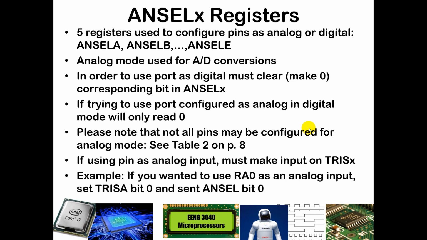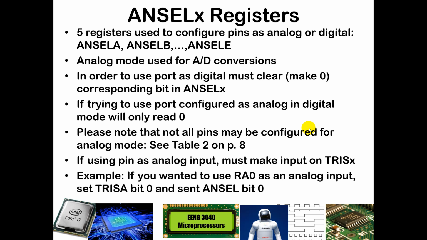Looking into the analog select registers, or ANSEL registers, that allows us to determine whether a particular pin is used in analog or in digital mode. So if you want to do some analog to digital conversion, you would set up the corresponding pin as an input, and then set the corresponding value in the ANSEL register to make it an analog input. If you want to make it digital, you have to clear the corresponding bit in ANSEL X. That could be ANSEL A if it's a pin associated with port A, ANSEL B if it's a pin associated with port B, etc.